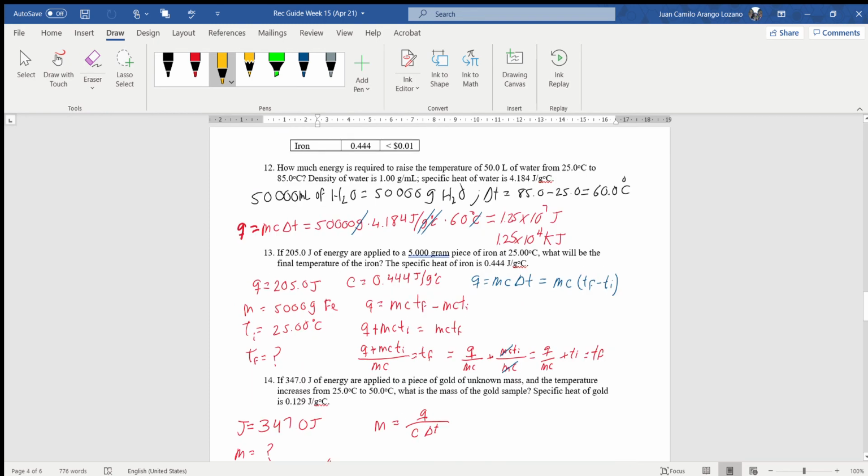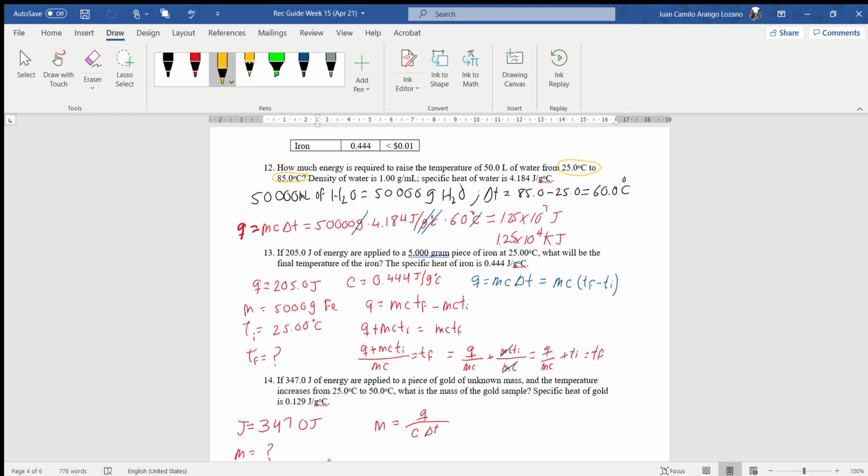12. How much energy is released to raise the temperature of 50 liters of water from 25 to 85 degrees Celsius? First of all, note that in this case, the temperature is getting raised. So that means that in this case, my system is winning energy. If my system is winning energy, what does that mean in terms of enthalpy? Is it an endothermic or an exothermic reaction? What do you guys think? It should be endothermic, right? Well, moving forward with this.